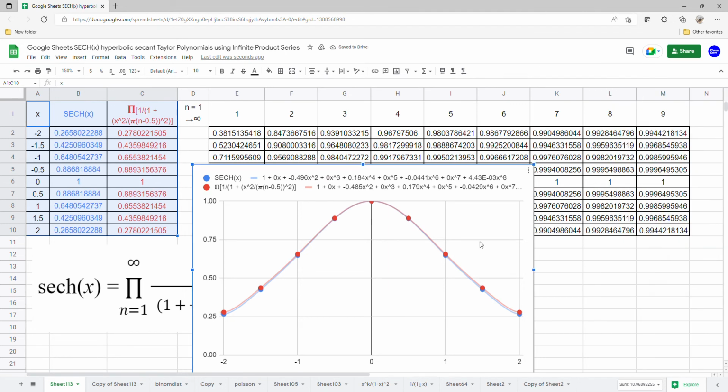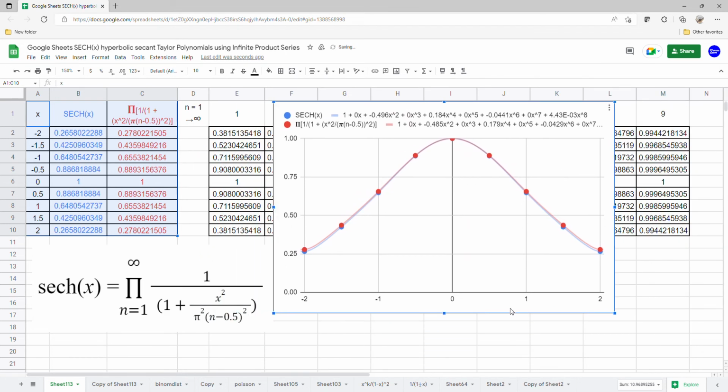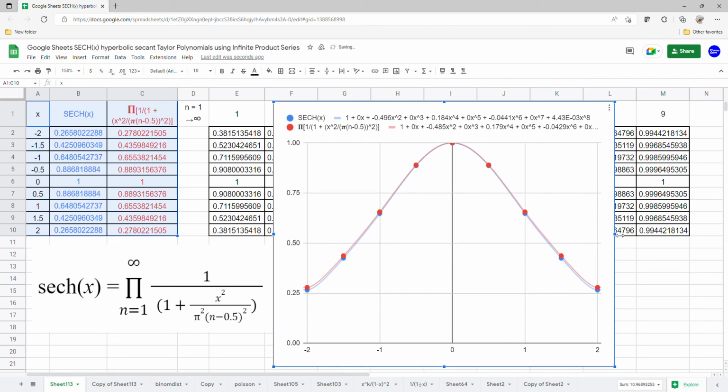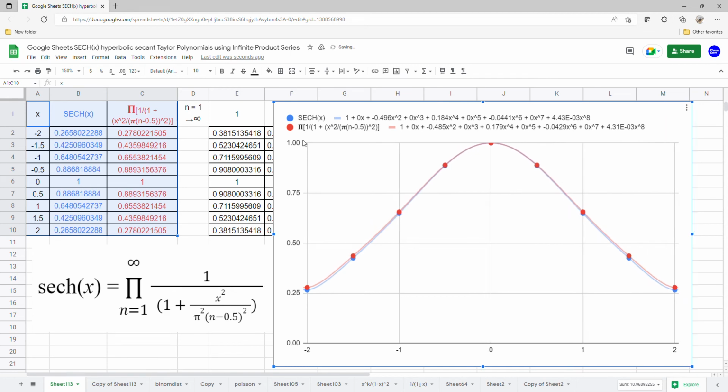Here's our trend line and polynomial. You will notice the trend lines are almost collinear. And the polynomial is almost the same. So 1, 0x, 0.496 x squared, 0.485. So there's a difference. 0x cubed, 0.184 x to the 4th, 0.179 x to the 4th. 0x to the 5th, minus 0.0441 x to the 6th, 0.0429 x to the 6th. 0x to the 7th, 4.43 times 10 to the minus 3, 4.31 times 10 to the minus 3.